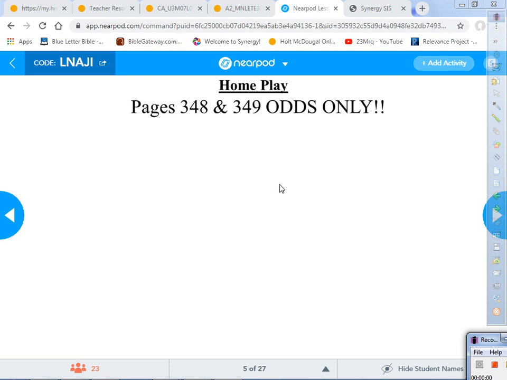Once again, our homework for tonight, pages 348, 349, odds only. I mean, unless you want to do the other ones again, that's fine.